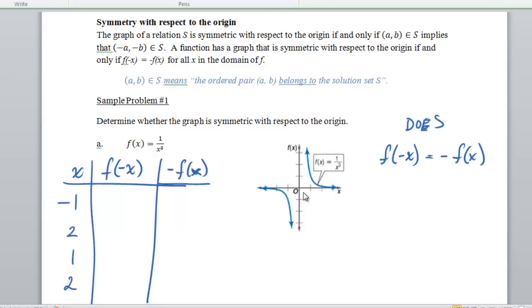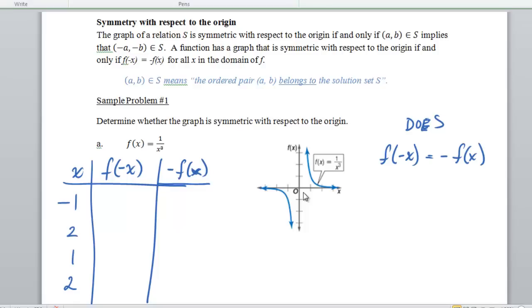For this lesson, we're going to dive a little deeper into some sample problems to determine whether a function is symmetric with respect to the origin. Now, we start off with a simple definition saying that if an ordered pair is part of a set, then the negative values of that ordered pair also have to be part of the same set in order for it to be symmetric with respect to the origin.